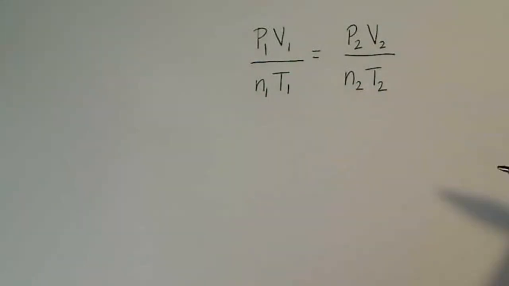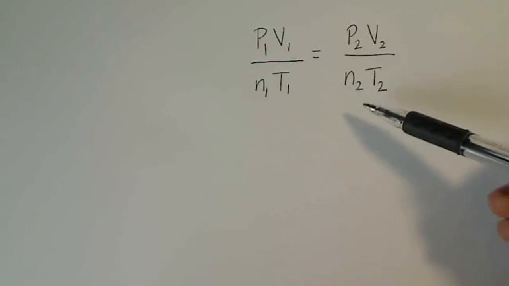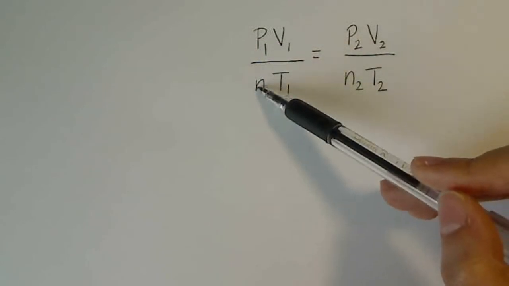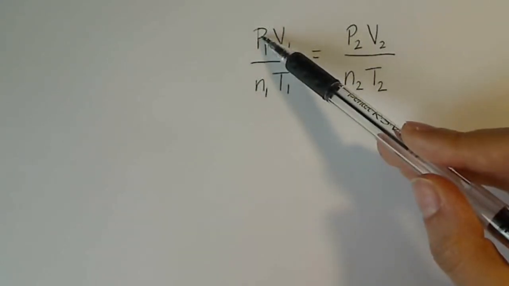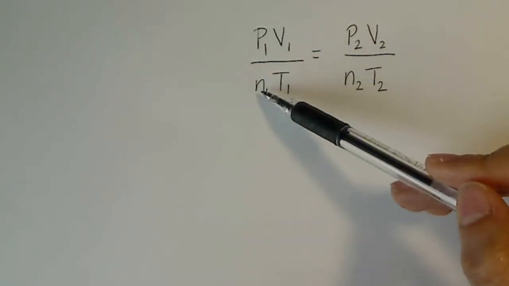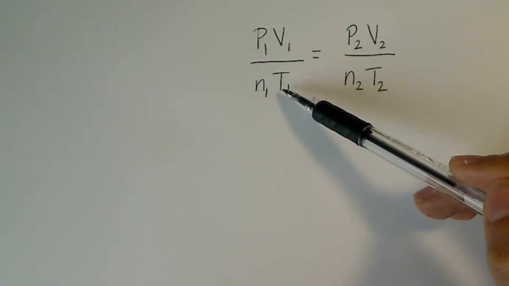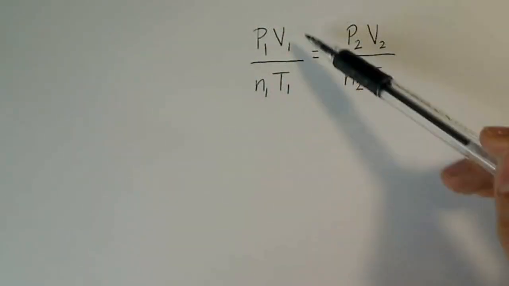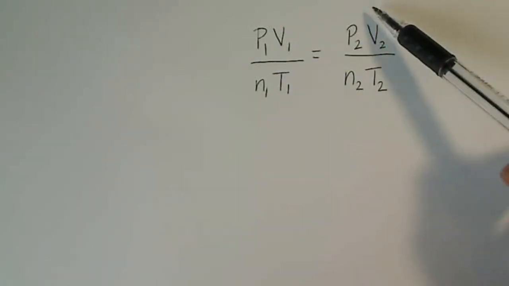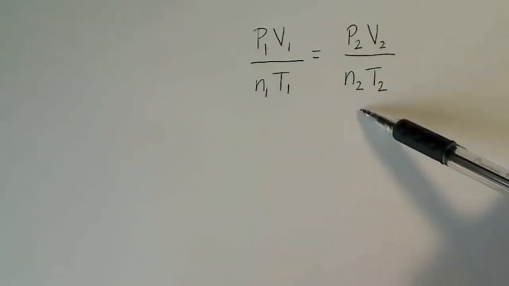Also, what's really neat about this equation is that if something is held constant, meaning it doesn't change at all, you just ignore it in the problem. For example, P is pressure, V is volume, N is the number of moles, and T is the temperature. This set is the initial pressure, initial volume, initial temperature. This is the final pressure, the final volume, all that.